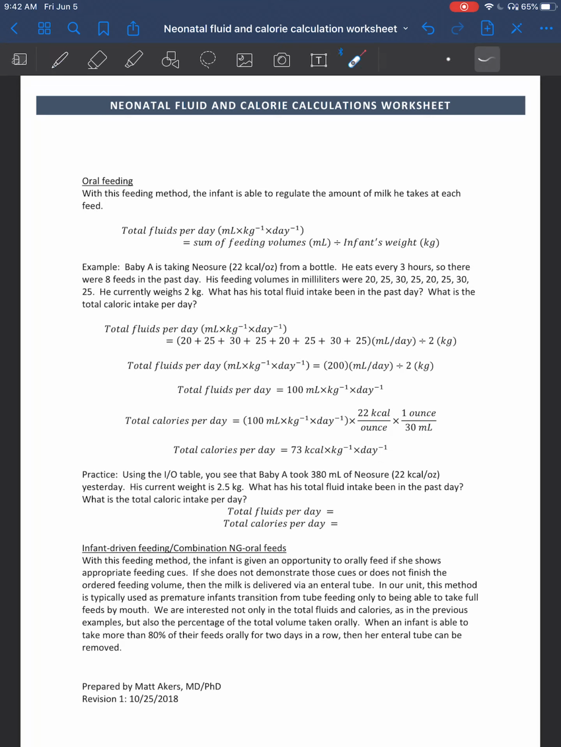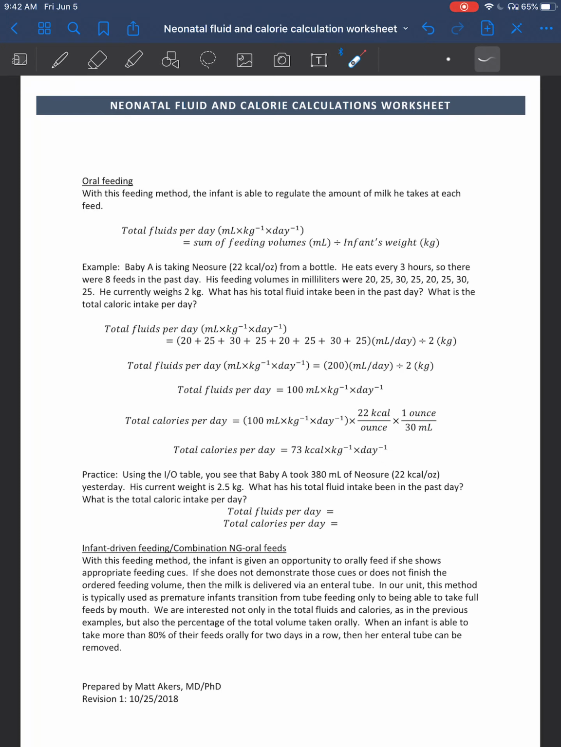The next scenario that we'll look at is infant-driven feeds. With this feeding method, the infant is given an opportunity to orally feed if she shows appropriate feeding cues. If she does not demonstrate those cues or does not finish the ordered feeding volume, then the milk is delivered via enteral tube. In our unit, this method is typically used as premature infants transition from tube feeding only to being able to take full feeds by mouth.